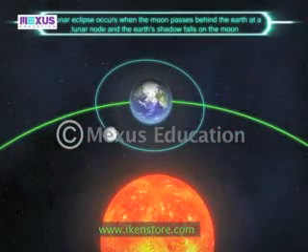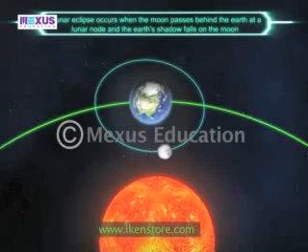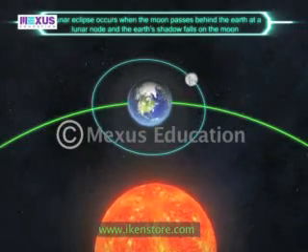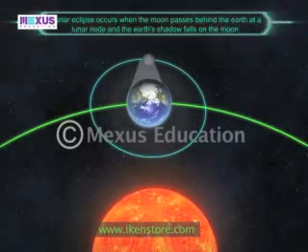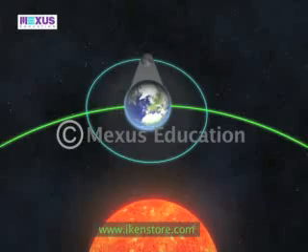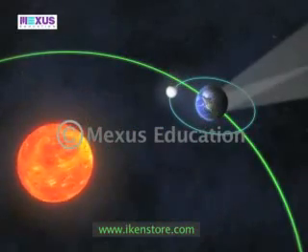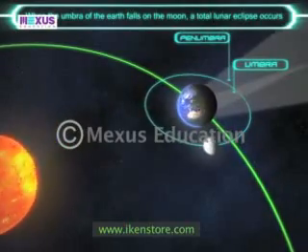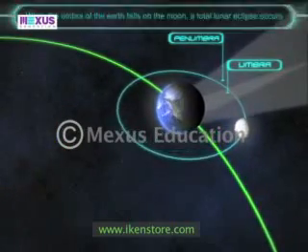A lunar eclipse occurs when the Moon passes behind the Earth at a lunar node and the Earth's shadow falls on the Moon. This can only happen when there is a full moon. When the umbra of the Earth falls on the Moon, a total lunar eclipse occurs.